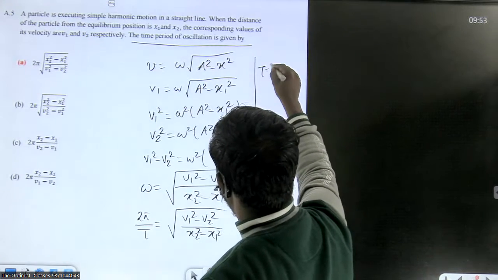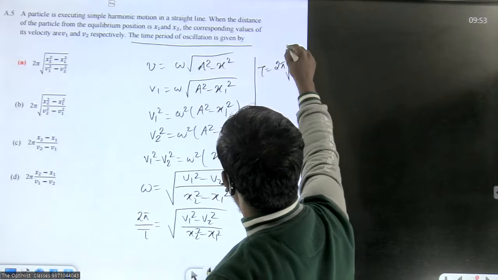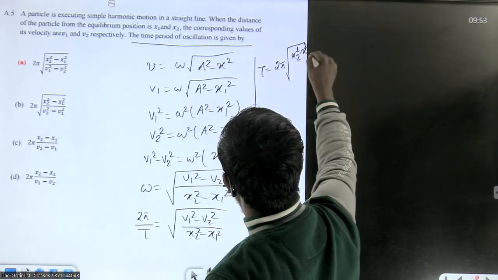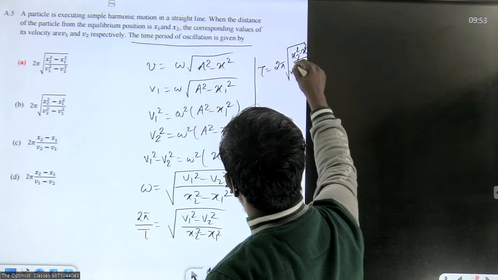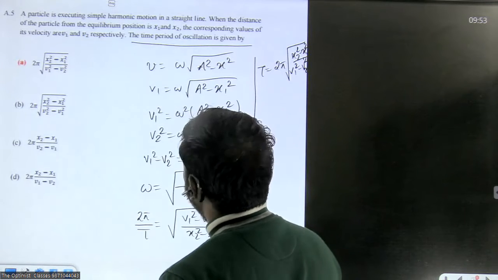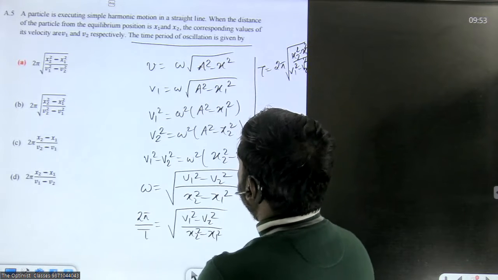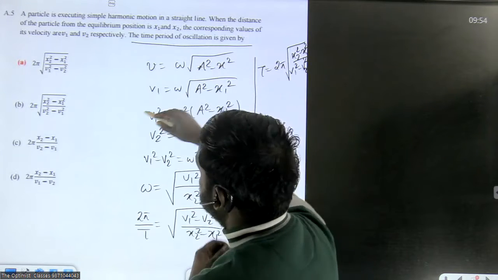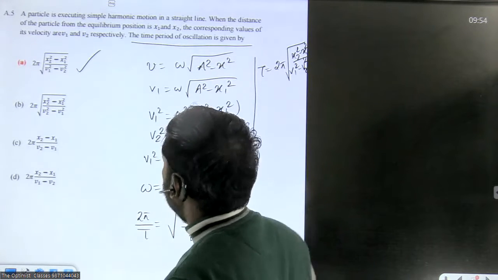So if you calculate T, you will get 2 pi times root under x2 square minus x1 square, divided by v1 square minus v2 square. Okay, so therefore we are getting, see here, x2 square minus x1 square over v1 square minus v2 square. So which is correct? Option A is correct.